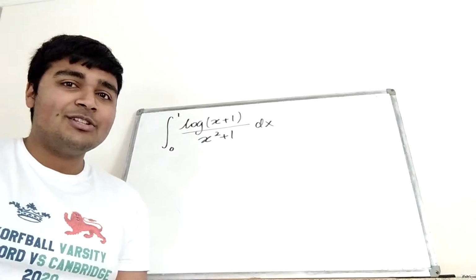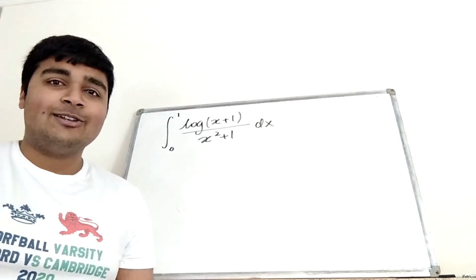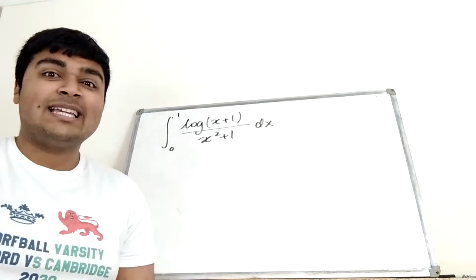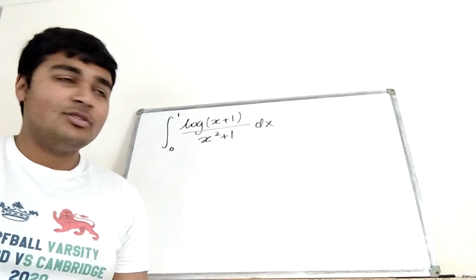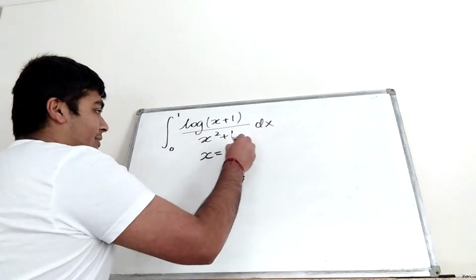Okay, so the first thing I'm going to do to evaluate this integral is get rid of the x squared plus 1 on the denominator. Whenever you see an x squared plus 1 on the denominator, a standard way to get rid of it is a sort of u substitution. So it's going to be x equals tan theta.